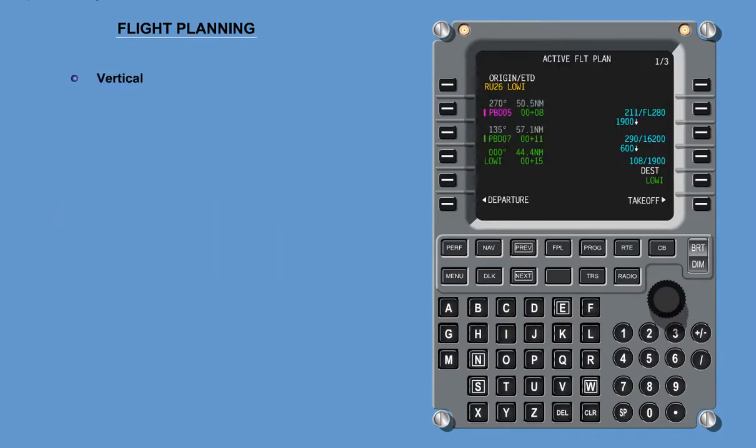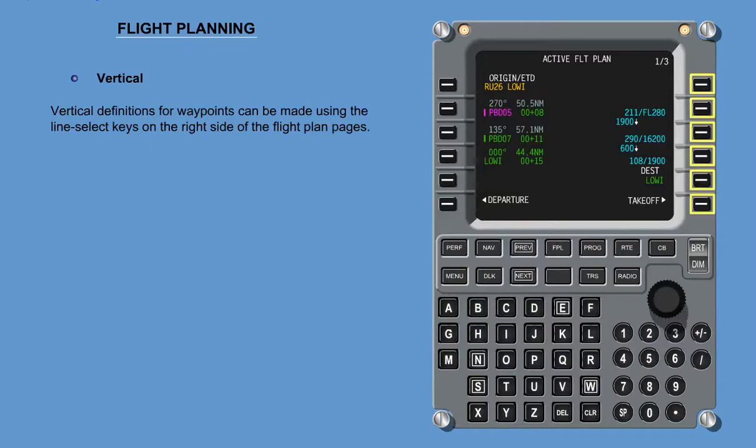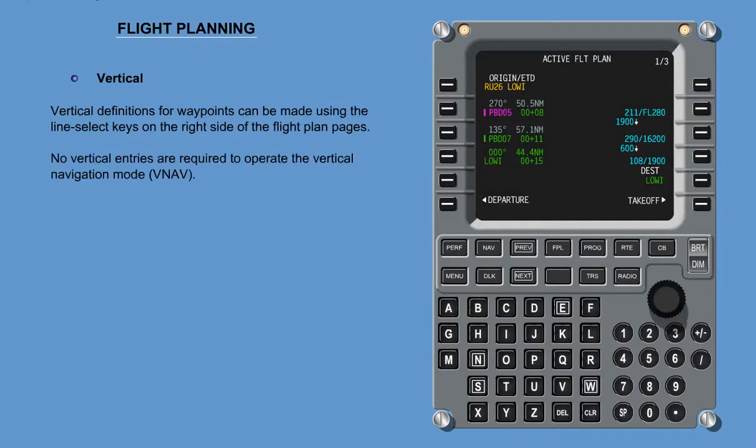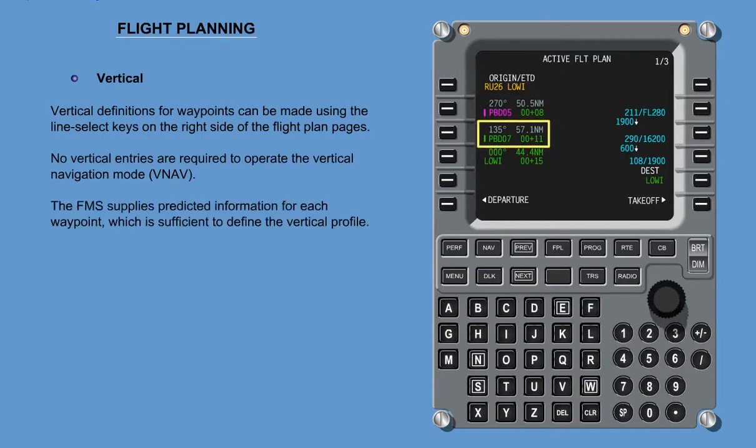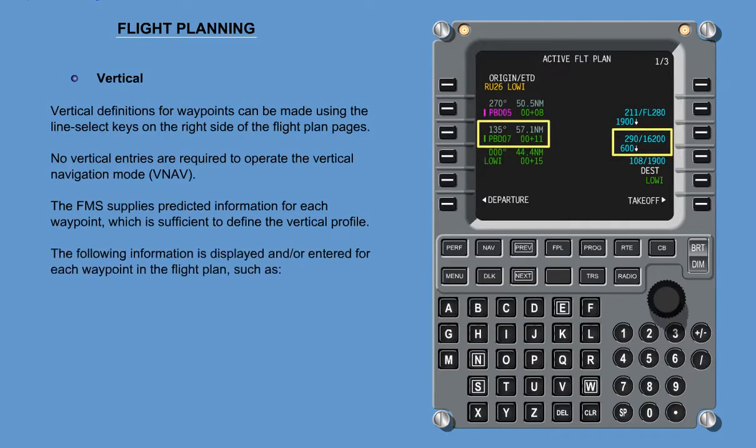Vertical Flight Plan. Vertical definitions for waypoints can be made using the line select keys on the right side of the flight plan pages. No vertical entries are required to operate the vertical navigation mode, VNAV. The FMS supplies predicted information for each waypoint, which is sufficient to define the vertical profile. The following information is displayed and/or entered for each waypoint in the flight plan, such as altitude, speed, angle, vertical speed, constraint type.